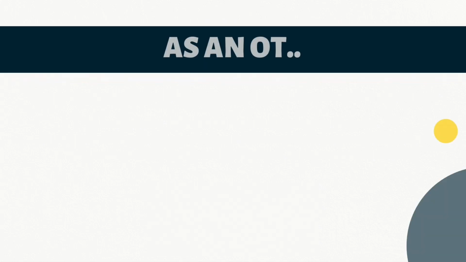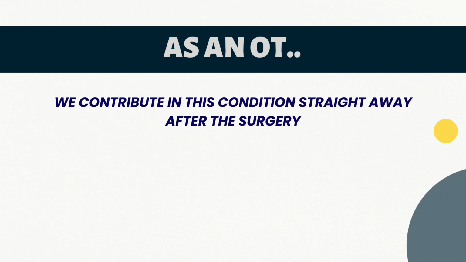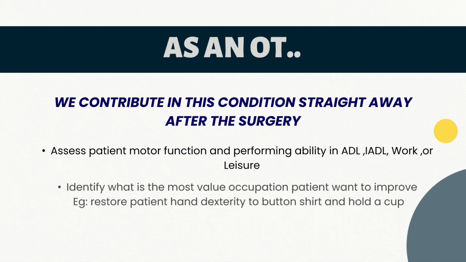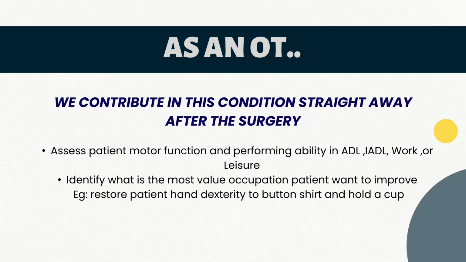As occupational therapists, we contribute in this condition straight away after the surgery. First, we assess the patient's motor function and performing ability in ADL, IADL, work or leisure. And then, we identify the most valued occupation that the patient wants to improve, for example, restoring hand dexterity to button a shirt and hold a cup. Next, we can also educate the patient on good neck posture.